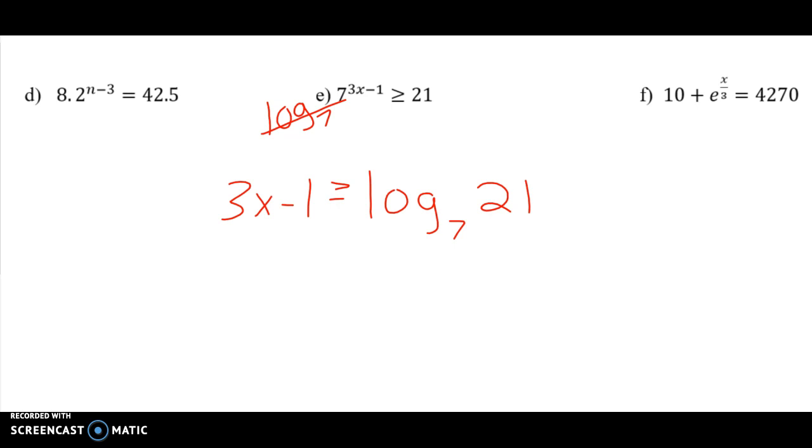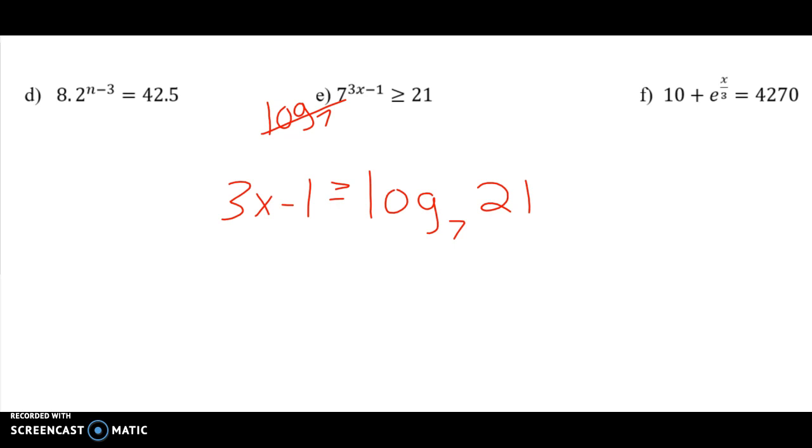Why did you just add log? I didn't add log, I logged both sides. Log base 7 of 7 cancels. So I purposefully choose the log base that will cancel the base of 7 using this property over here, just like we did on the example above it.